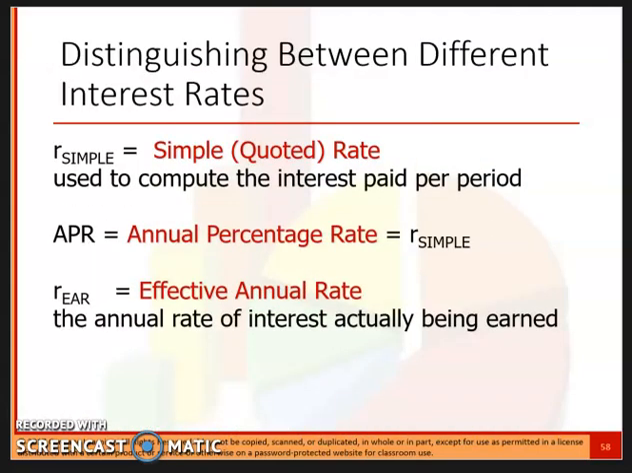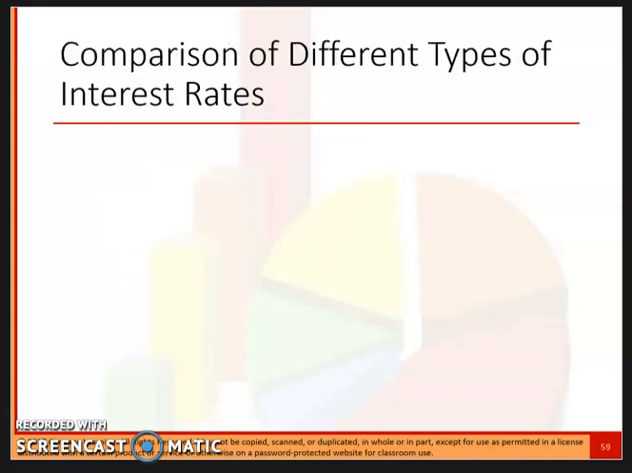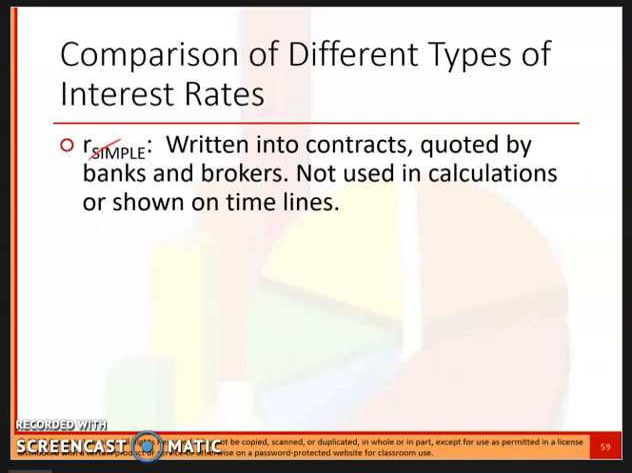I don't know why we even have this R simple. Just ignore it. The APR is the rate that we're going to refer to. And then the effective annual rate is the rate that you actually earn. The APR is what's required to be disclosed when you are borrowing. With investments, most investments are going to state the EAR because it's higher than the APR, and vice versa for loans. The R simple is not written into contracts. APR is written into contracts.